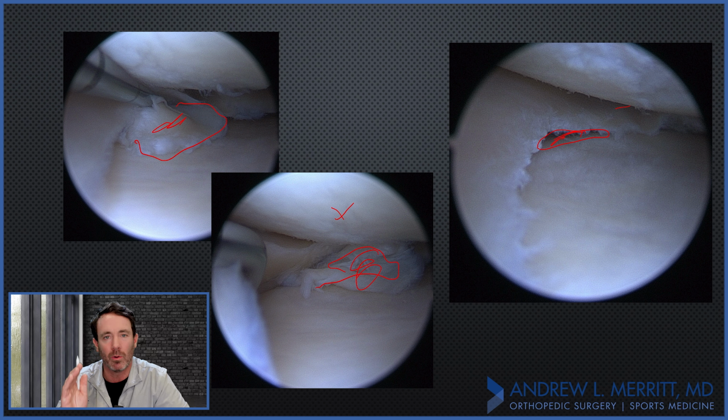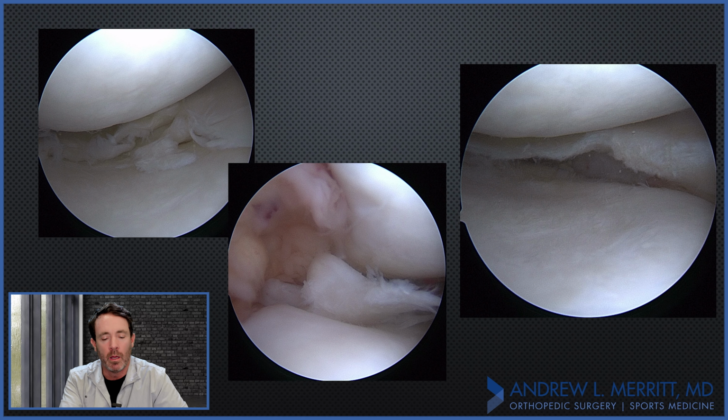But the number one goal of this surgery is leave everything good alone. So don't even touch any of the other stuff. Like we can see here, we left all of this normal meniscus here, just the little torn flap there, and much better. Here is another degenerative type of tear.